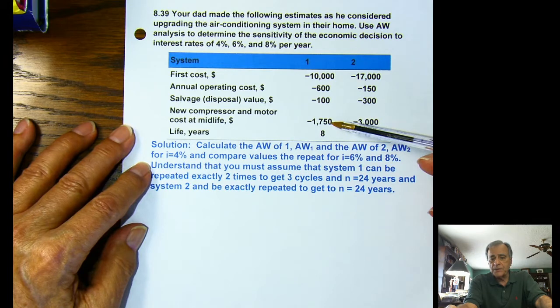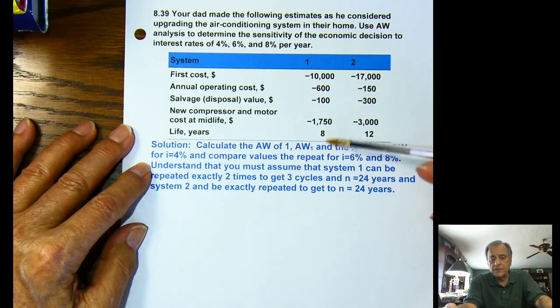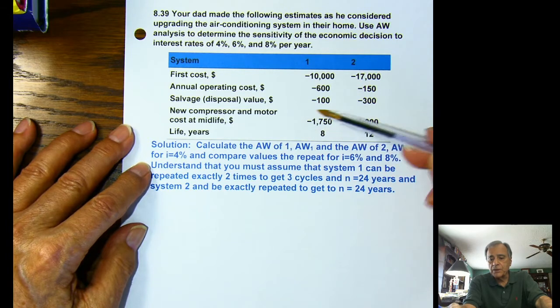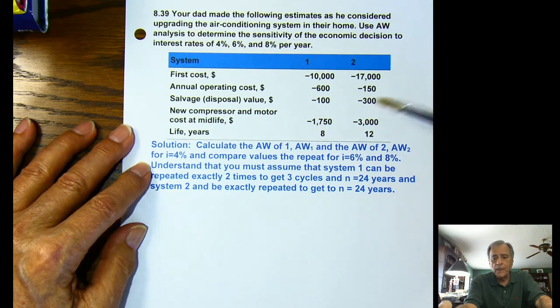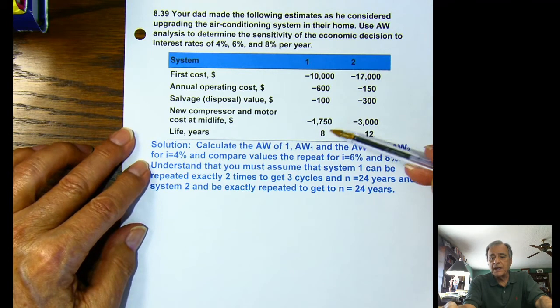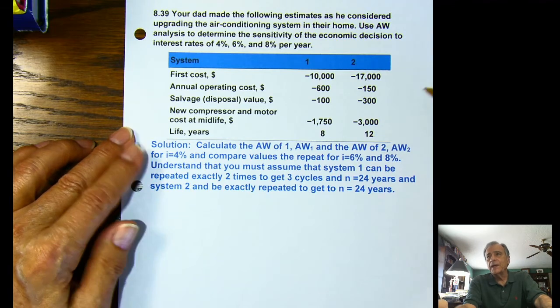A new compressor at midlife, it says. So this one has a life of 8 years, so that would be, this number here will occur at 4 years. This one has a life of 12 years. Well, we cannot compare two systems that have different lives. So what do we have to do?